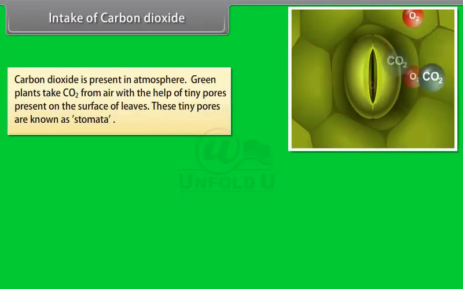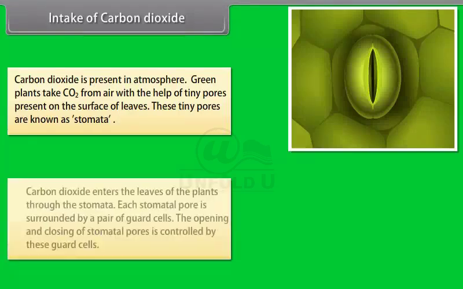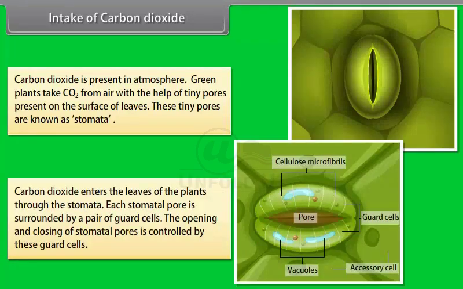Carbon dioxide is present in the atmosphere. Green plants take CO2 from air with the help of tiny pores present on the surface of leaves. These tiny pores are known as stomata. Carbon dioxide enters the leaves of the plants through the stomata.